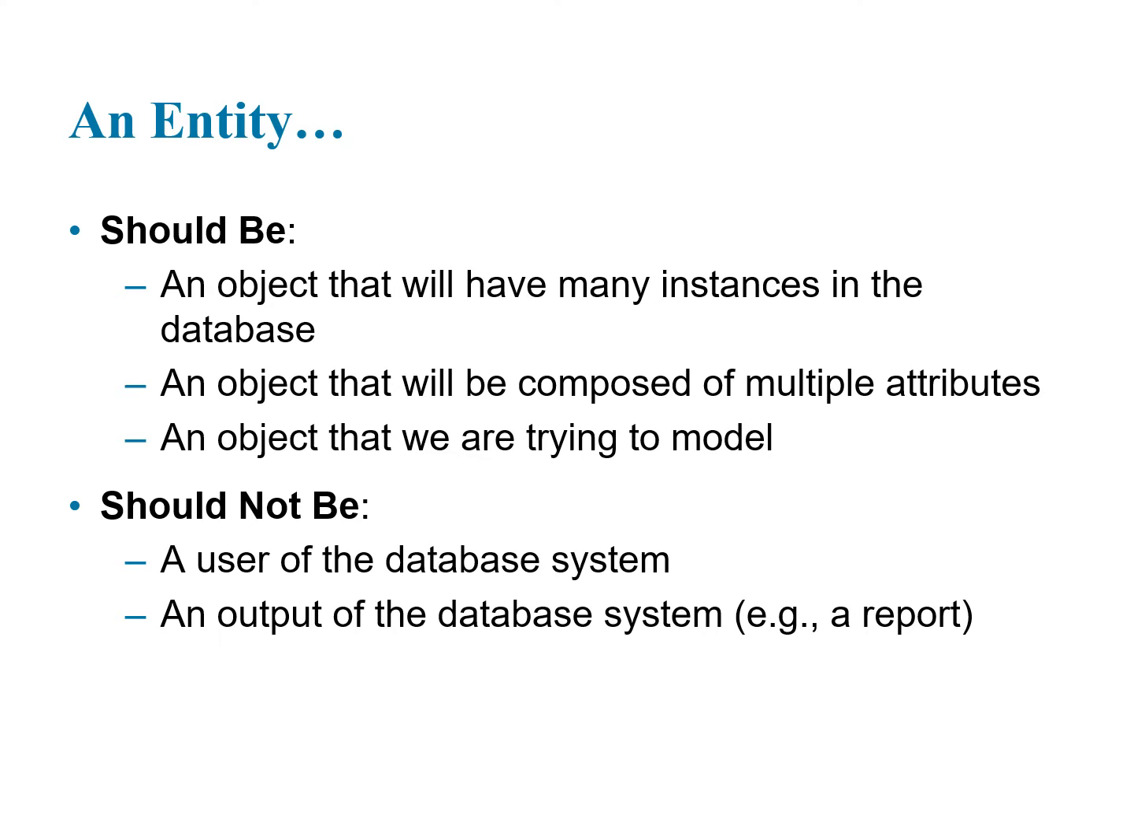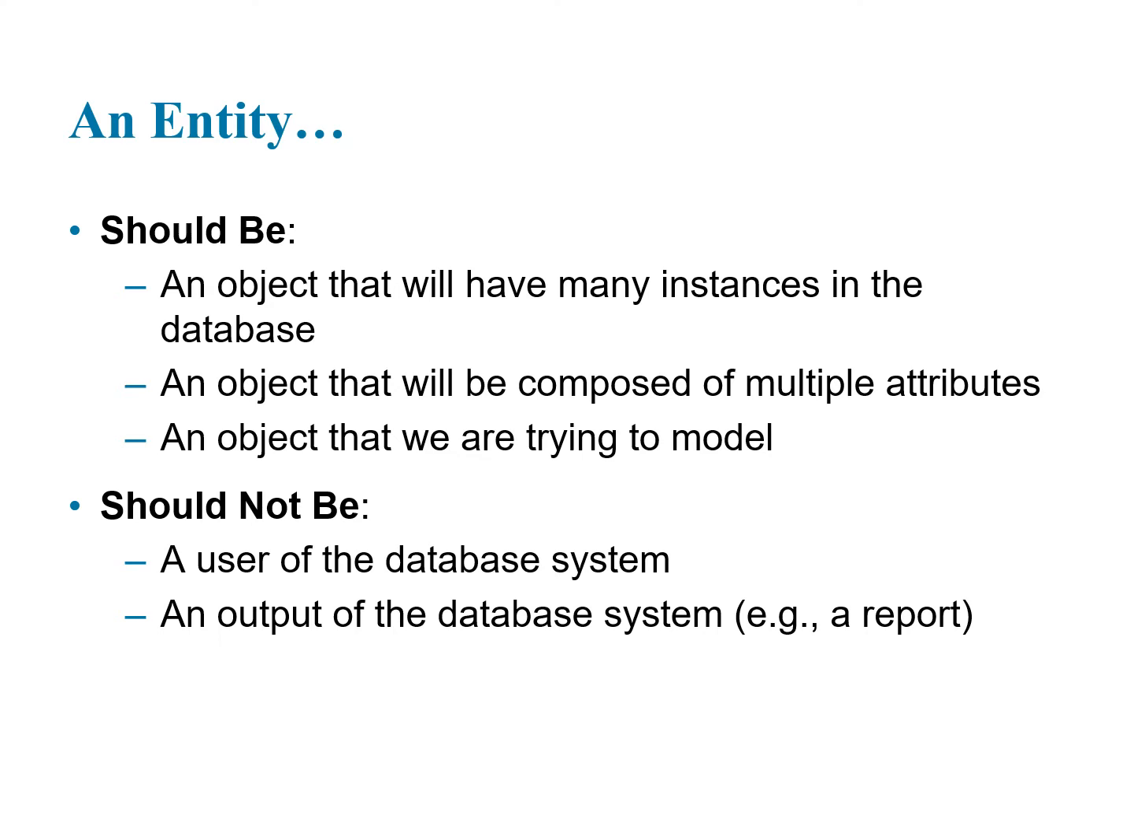An entity should be an object that will have many instances in the database. An entity should be an object that will be composed of multiple attributes. An entity should be an object that we are trying to model. An entity should not be a user of the database system. An entity should not be an output of the database system.